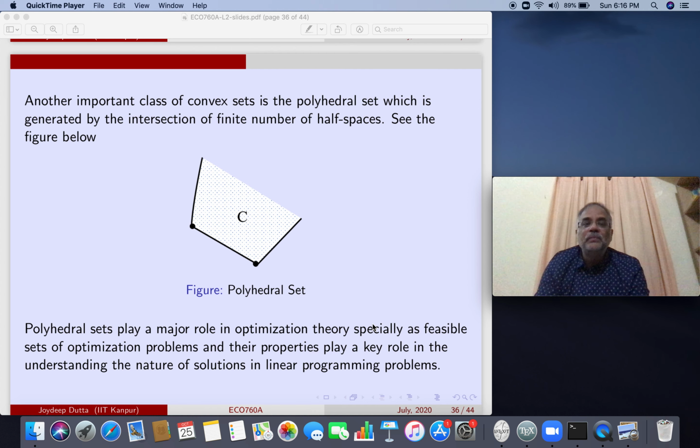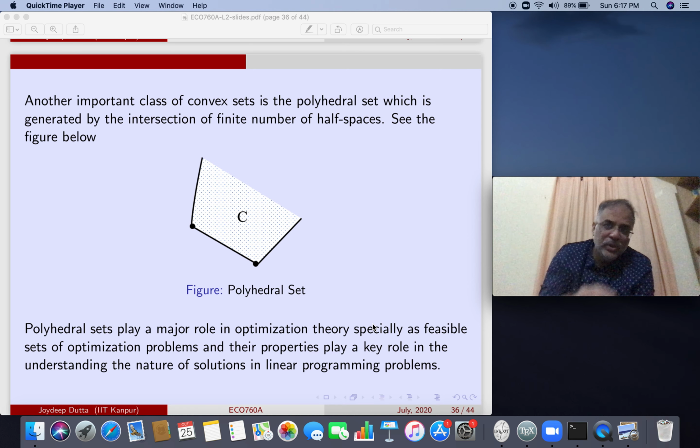The polyhedral set plays a very important role in optimization. A large type of application problem deals with the minimization of a convex function or maximization of a concave function, maybe quadratic, over a polyhedral set. Linear programming is completely dependent on the theory of polyhedral convex sets because its feasible sets are intrinsically polyhedral. So this is a kind of set that we will encounter pretty often, so please keep this in mind.